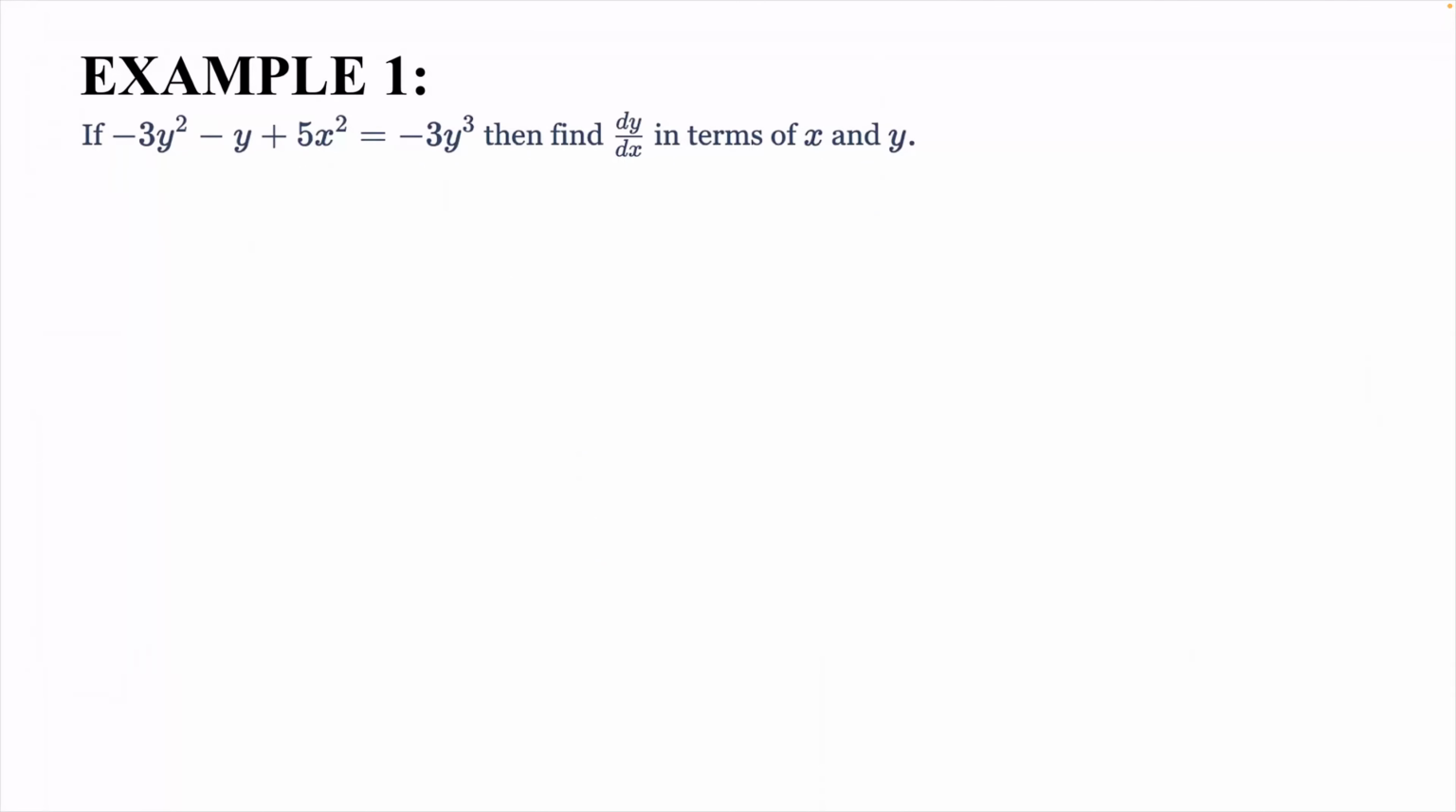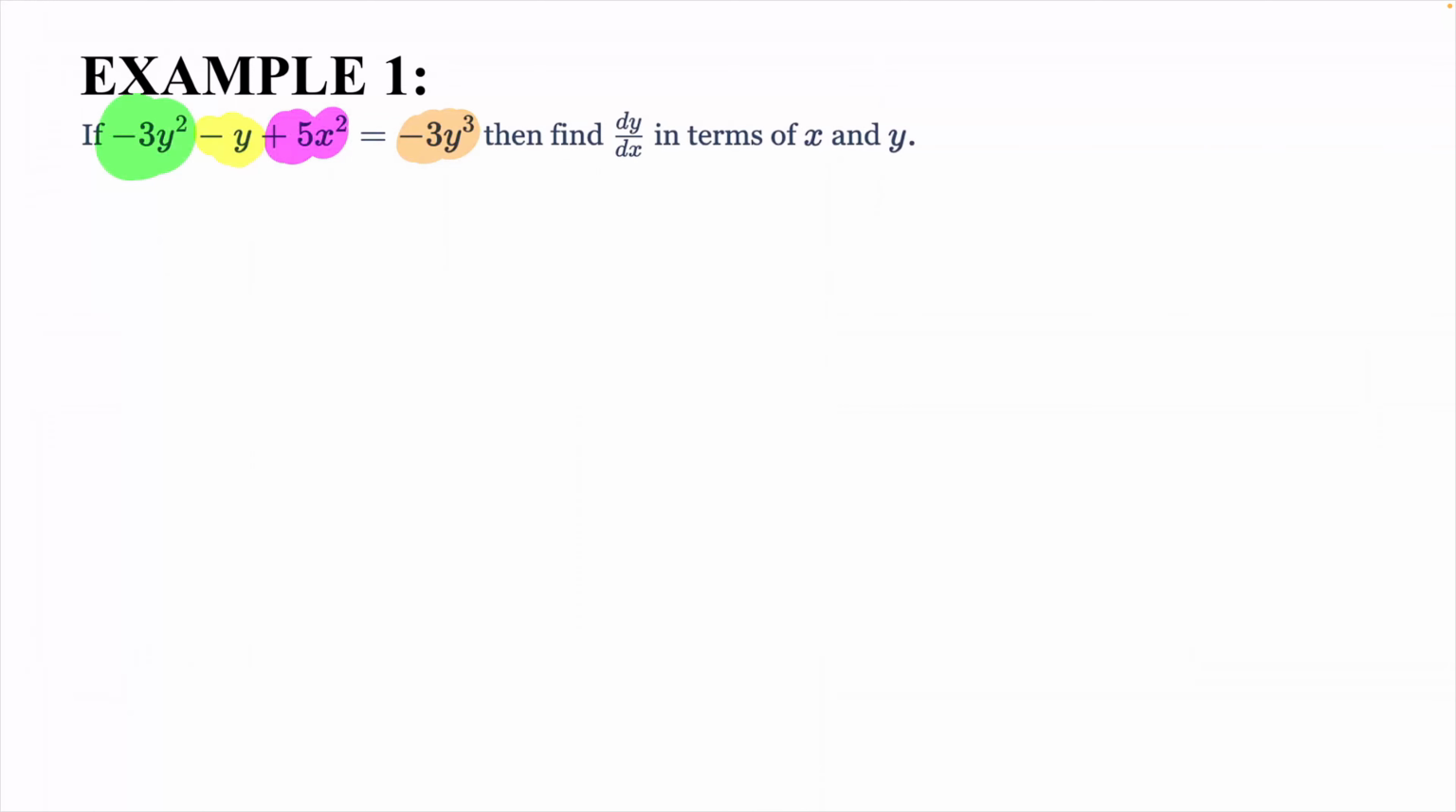Again, we know this is implicit because x's and y's are mingling together, and there is no way for me to isolate a y. There's y's there, y's there, y's there. I could isolate x. When it's easier to isolate x than it is y, it's implicit. All right, let's find the derivative. We have 4 terms, and we need to find the derivative of each of them.